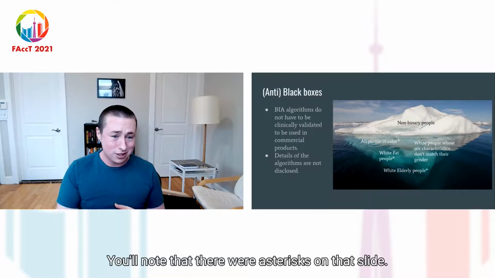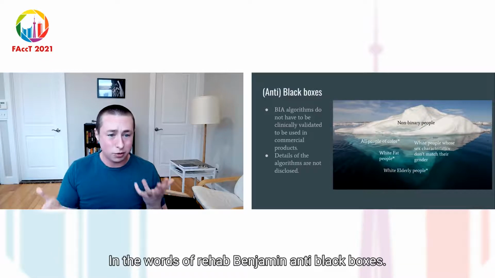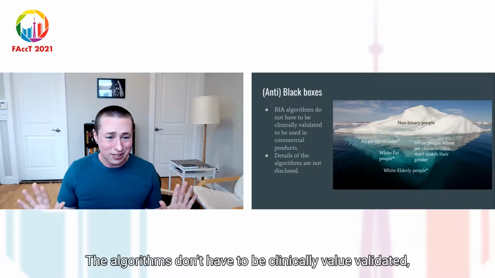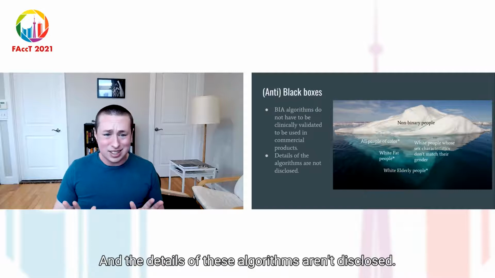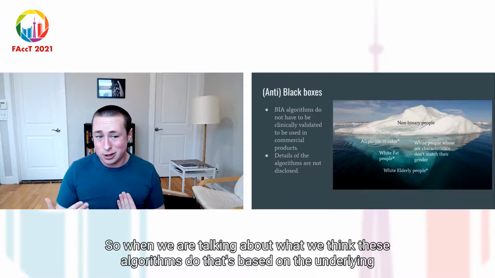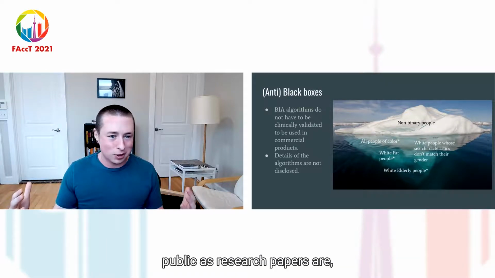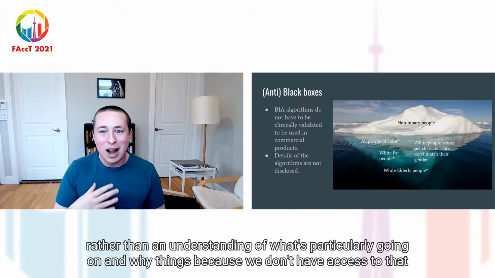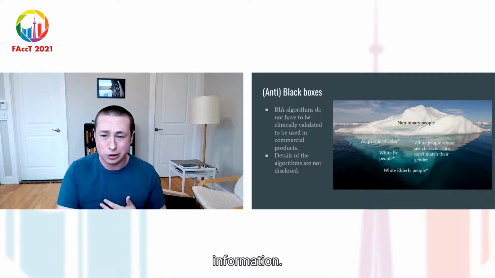You'll note that there were asterisks on that slide. That's because we don't actually know how these algorithms work. They're, in the words of Ruha Benjamin, anti-black boxes. The algorithms don't have to be clinically validated, despite the language around clinical testing that's often used, and the details of these algorithms aren't disclosed. So when we are talking about what we think these algorithms do, that's based on the underlying public BIA literature, public as research papers are, paywalled, rather than an understanding of what's particularly going on, because we don't have access to that information.